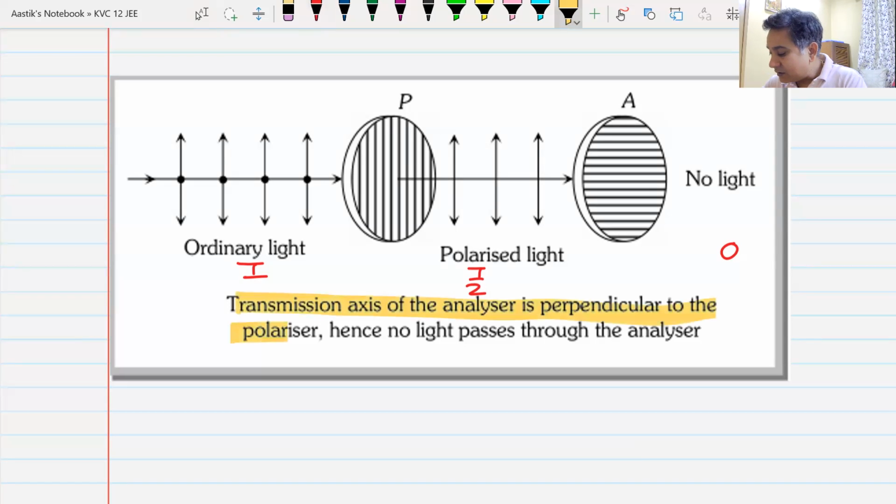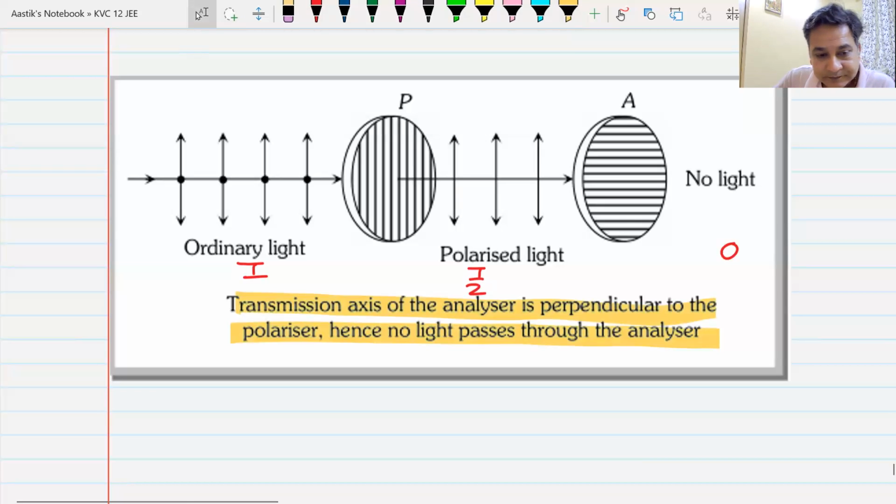If the transmission axis of the analyzer is perpendicular, then on the right of the analyzer, you will get nothing. Then we will have the two laws which we have to do, Malus's law and then Brewster's law, and then we are done. Note it down.